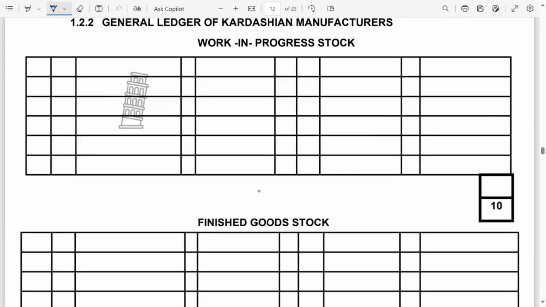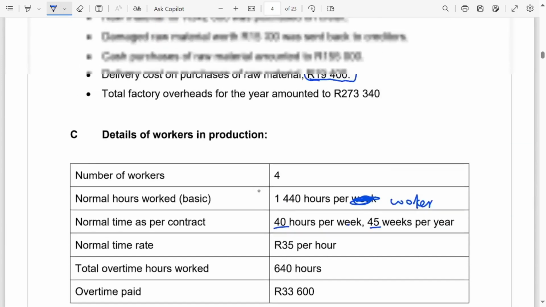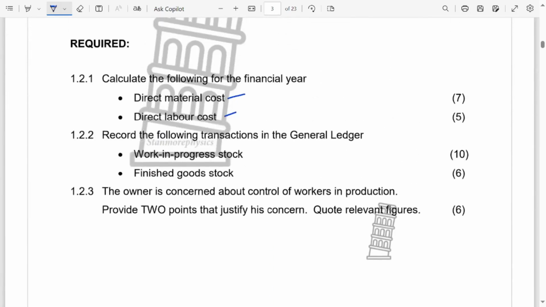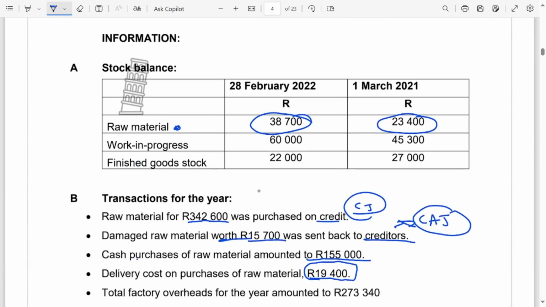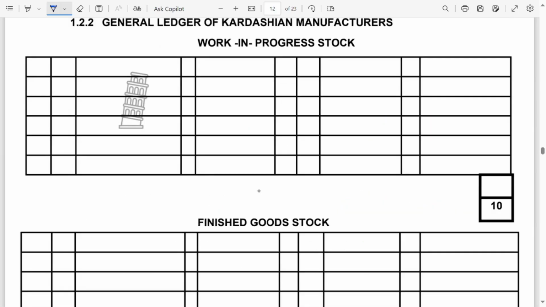And then we are told to do the work in process stock and the finished goods. So both these accounts are asset accounts. The asset accounts increase on the debit side and decrease on the credit side. So for the work in process, they give us the opening and the closing. The opening is on the 1st of March 2021. It must be debited.